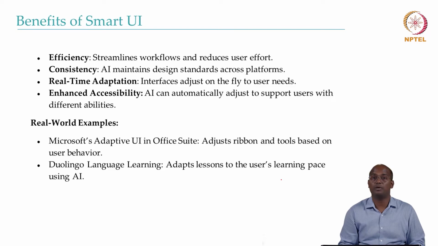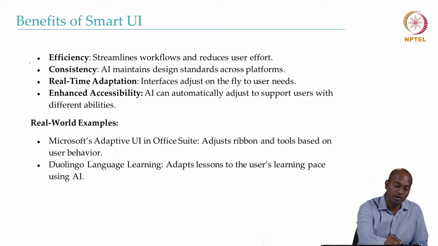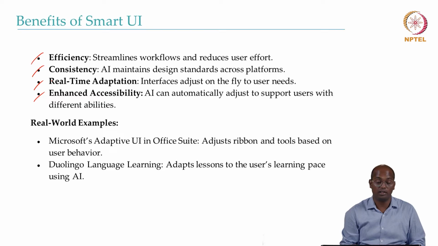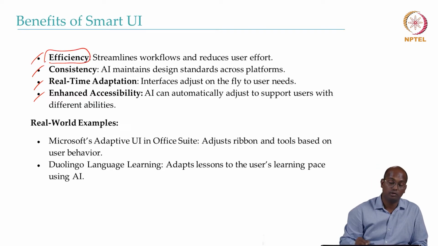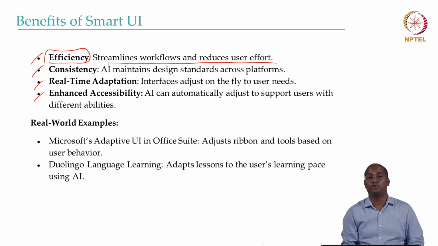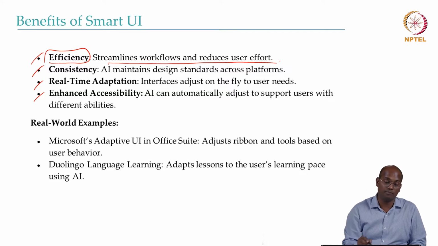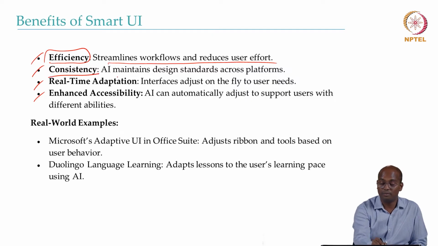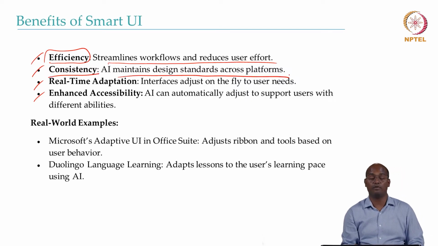So what are the benefits of Smart UI? These are a couple of benefits, but not limited to these. First and foremost is efficiency. It streamlines workflow and reduces user effort. If you can help your users improve performance, probably taking less time to complete the task, the user is going to have a very good experience with the system that you have. Consistency: AI maintains design standards across the platforms.